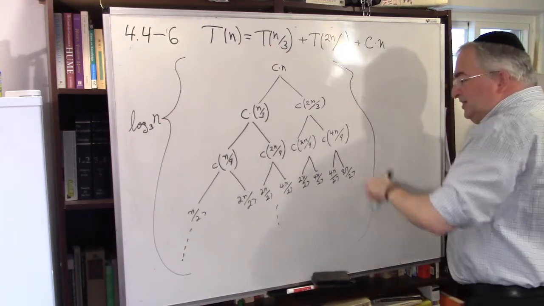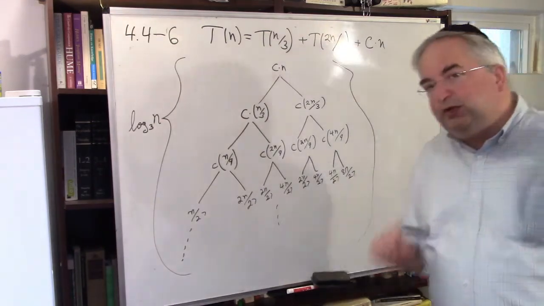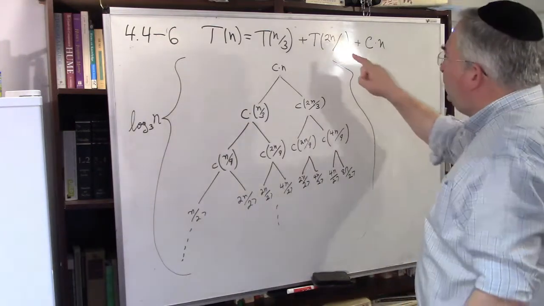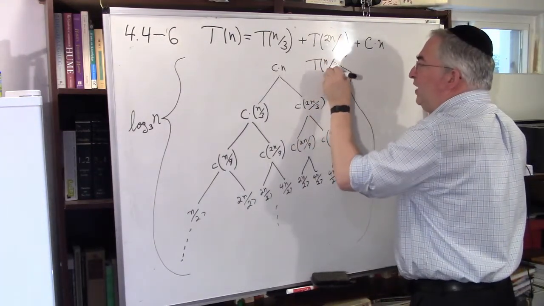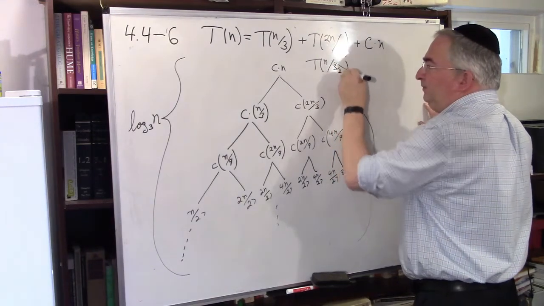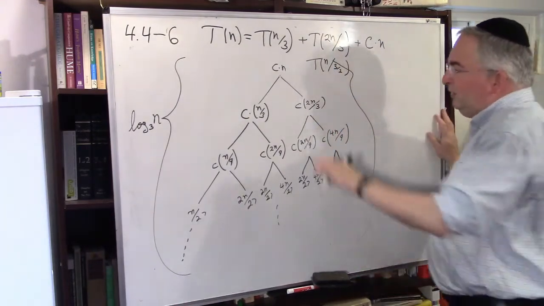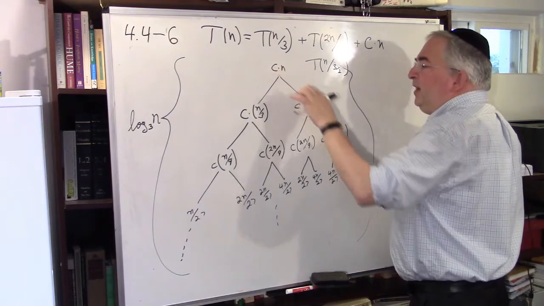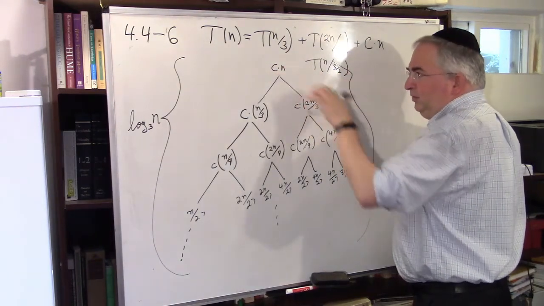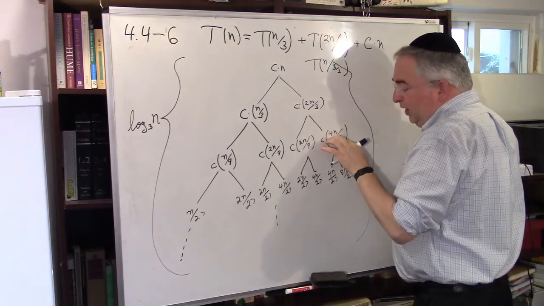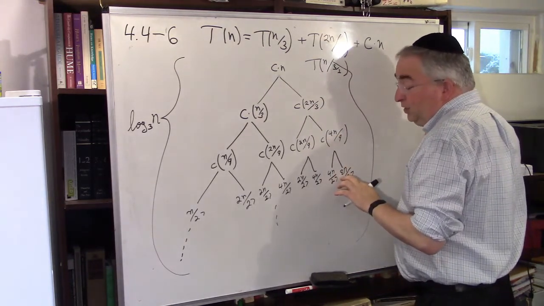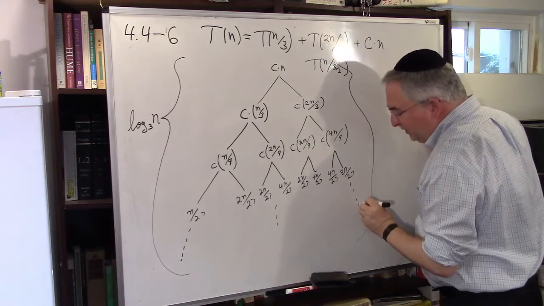How long is this side of the tree? That's a little bit more complicated. I want to write this in a different way. I want to write this as t of n divided by 3 over 2. So look what we're doing here. We're dividing by 3 over 2. We have n, we divide by 3 over 2, we divide by 3 over 2 squared, we divide by 3 over 2 to the third power, and so on.